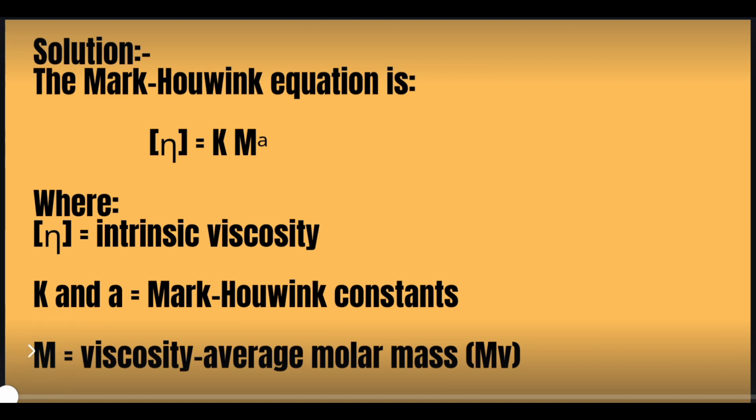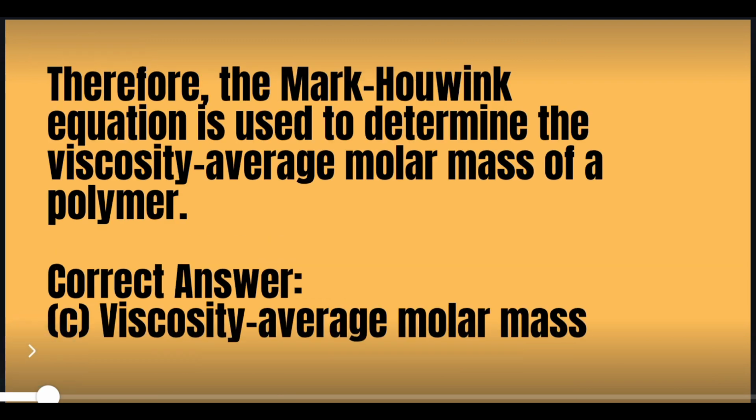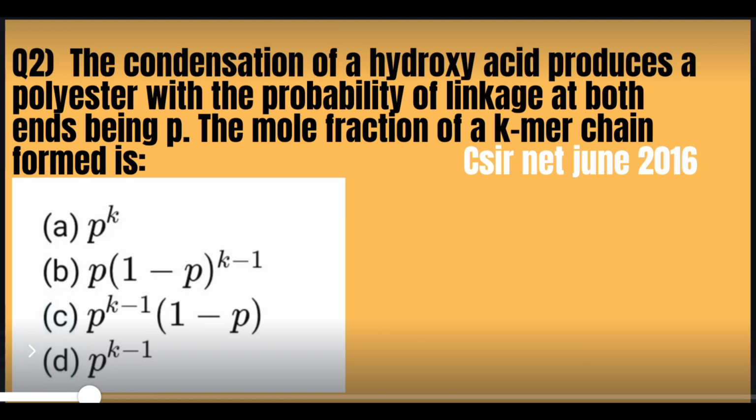Here the Mark-Houwink equation is eta is equal to k into M to the power a. Here eta is equal to intrinsic viscosity, k and a are the Mark-Houwink constants, M is equal to viscosity average molar mass, that is Mv. Therefore the Mark-Houwink equation is used to determine the viscosity average molar mass of a polymer. So for the first question, the correct answer is C, viscosity average molar mass. We'll see the second question.